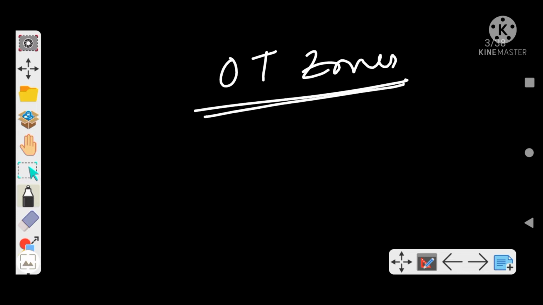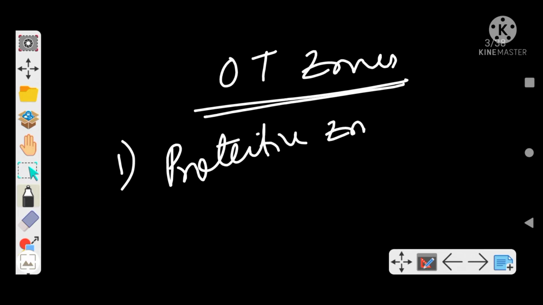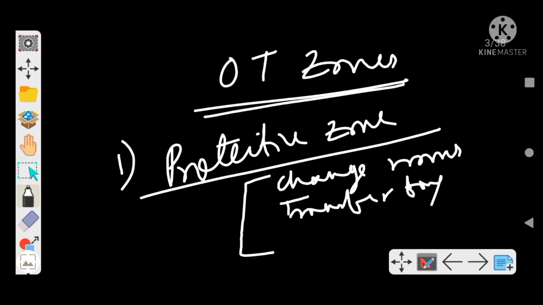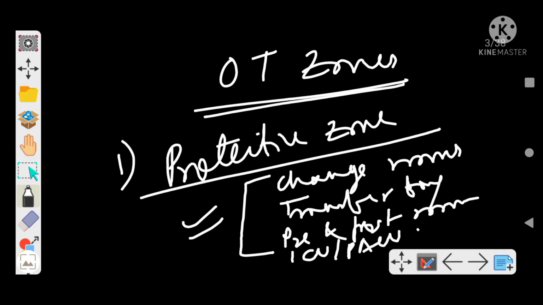So first zone is your protective zone. This you already know, that first zone is protective zone, and this includes the change rooms, right? The transfer bays, means where the patient is kept before and after the OT procedures, while transferring from ward to OT or OT to ward, right? Then there are pre and post-op rooms, right? And ICU or PSU. These 4 come under protective zone.